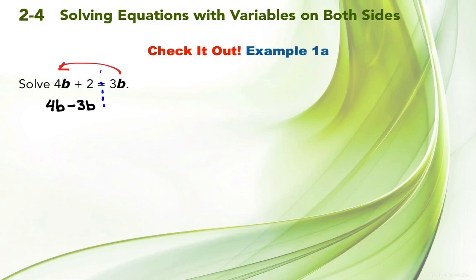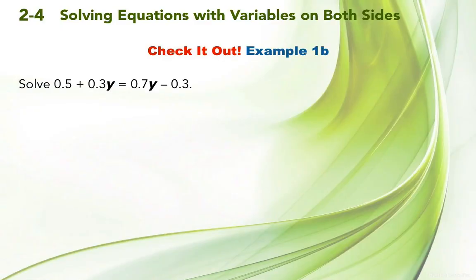And I kind of didn't leave room for the 2, but that's okay because the 2 is going to the right. This positive 2 is going to the right and become a negative 2. So I'm just going to combine like terms here. 4 minus 3, that's b, equals negative 2. Well, it's actually 1b, but you don't have to write the 1 there if you don't want to. So there I'm actually done with my final answer. 1b, or b, equals negative 2.